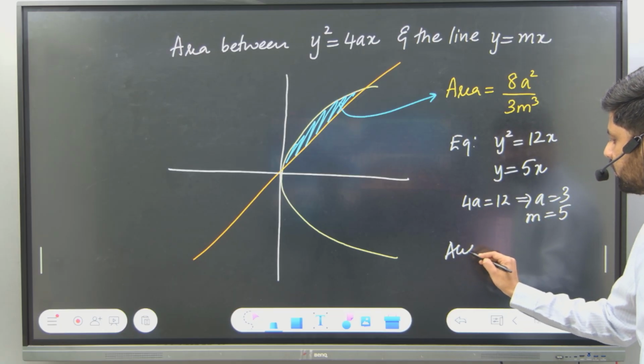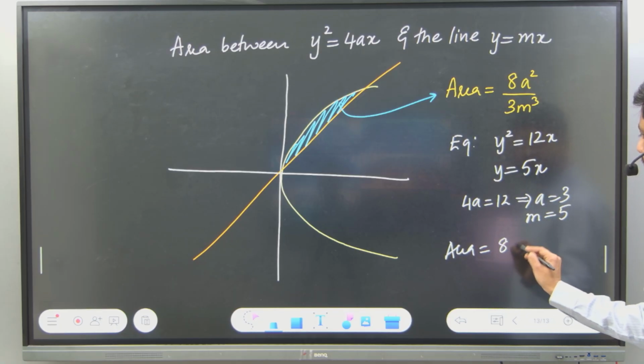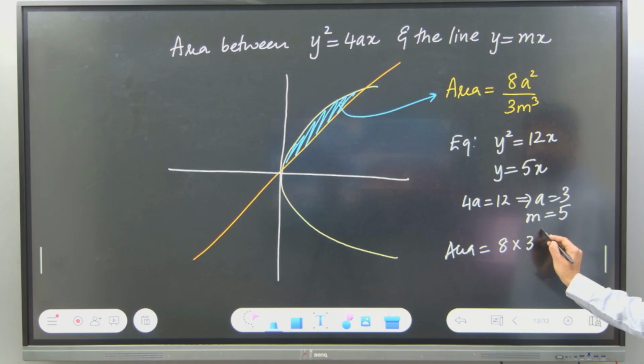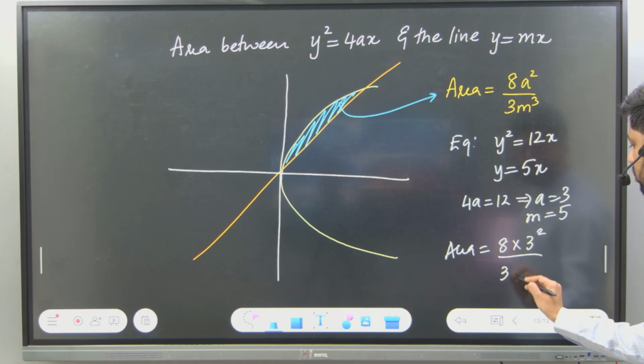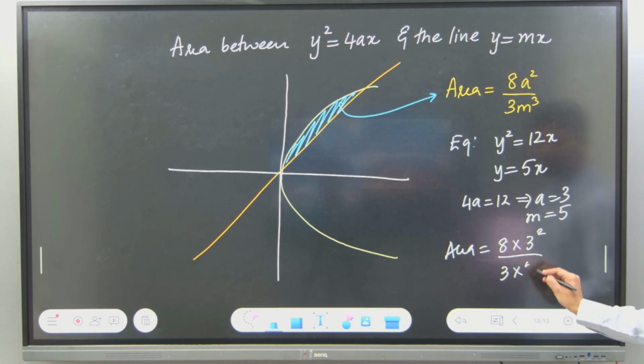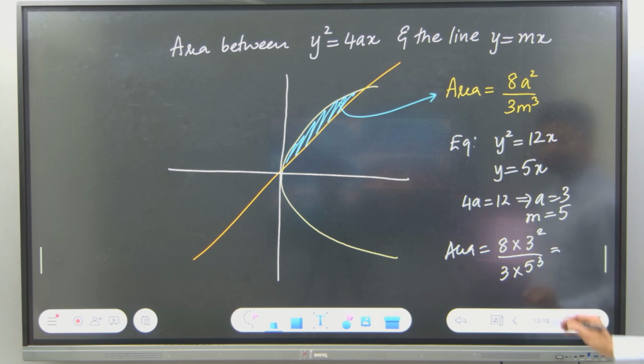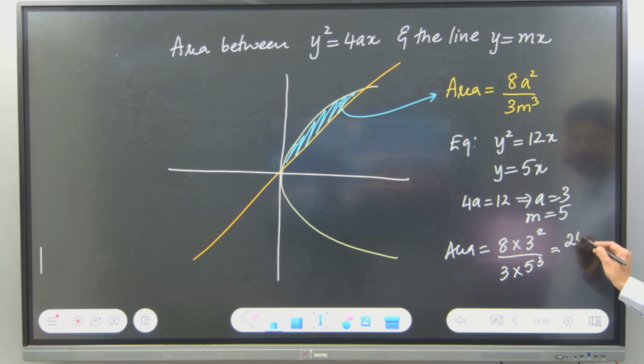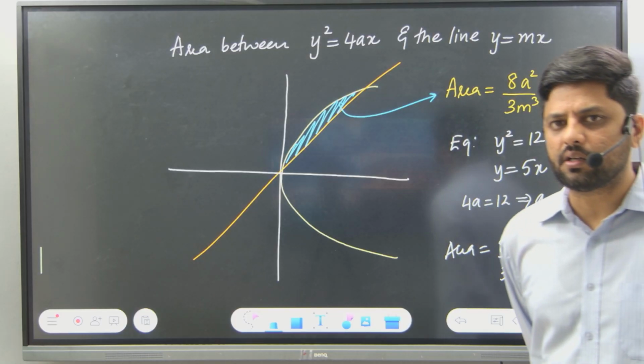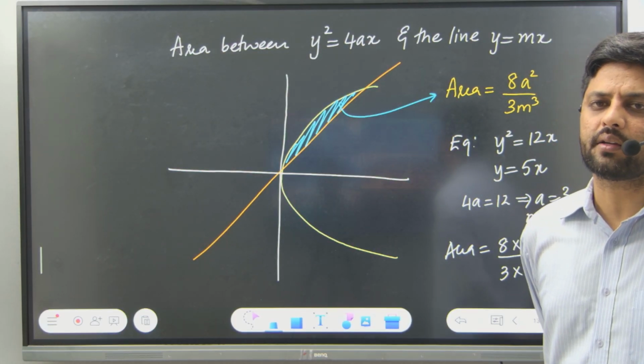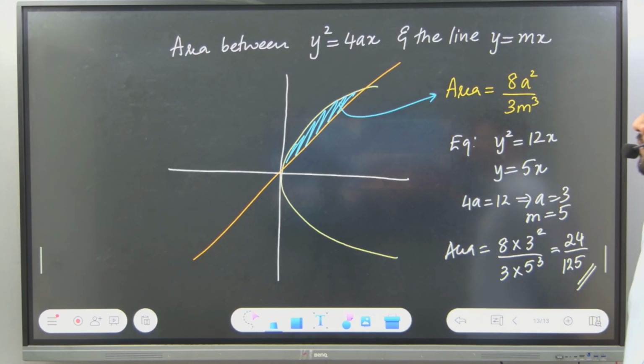What about the area? Area will be equal to 8 into a square, 3 square, divided by 3 into 5 cube. 8 3s are 24, so 24 in the numerator divided by 5 cube. 5 cube is 125. So 24 by 125. If you solve this using the regular method, it is too time consuming. It will take a lot of time.